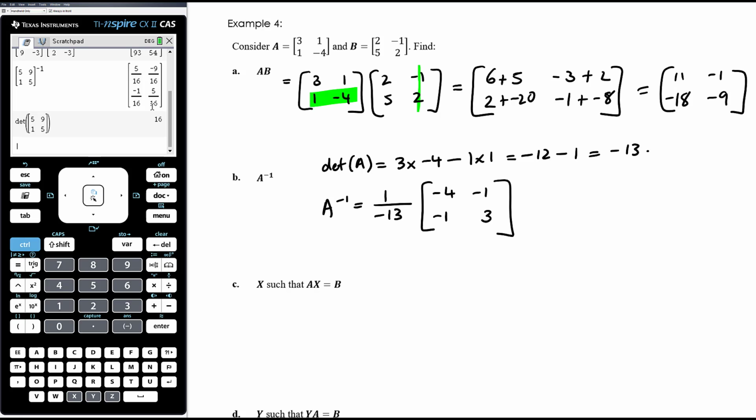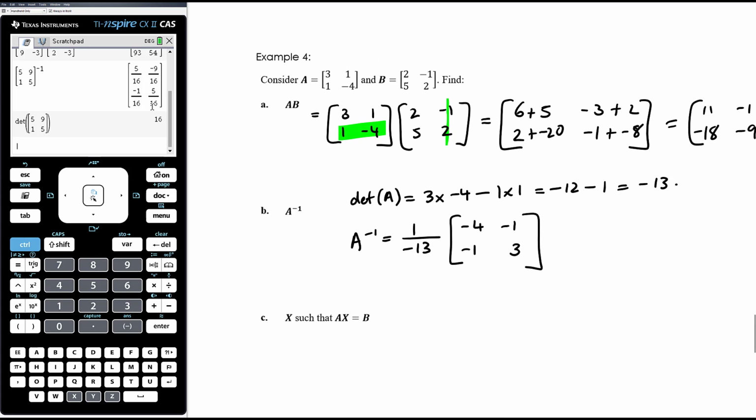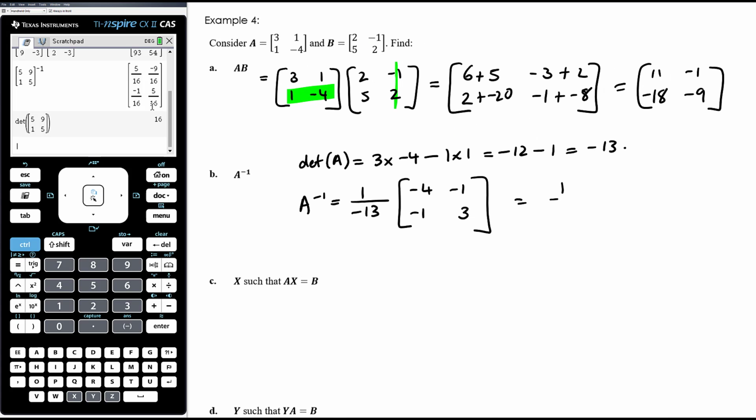So all fine. I am noticing that we've got a negative out the front and 3 negatives in the matrix, so it might be a bit nicer to write it instead as positive 1 on 13, with positive 4, positive 1, positive 1, and negative 3. So you've just got the one negative. So essentially all I'm doing there is taking the negative 1 and multiplying it into the matrix. Multiplying everything by negative 1 gets rid of the negative 1 out the front and also changes the 3 negatives in the matrix into positives. Okay, so there's our inverse.